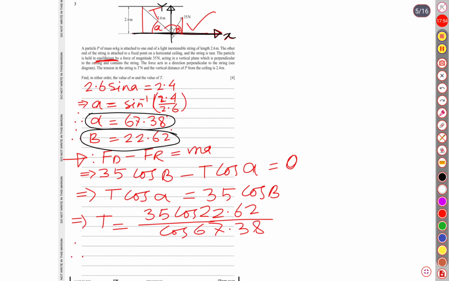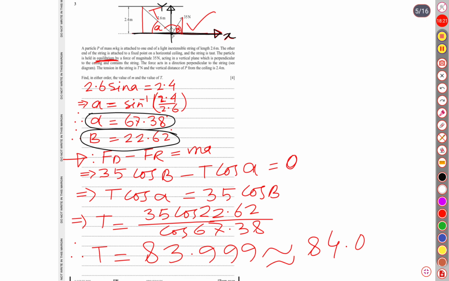So finally our tension in the string, if we divide this, is 83.999. If we round it up to three significant figures, it is going to be 84.0 Newton. N has already been mentioned, so there is no necessity of writing N. So our value of T is 84.